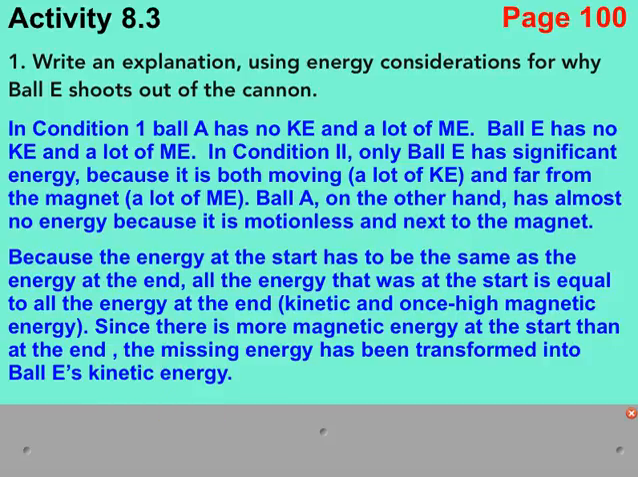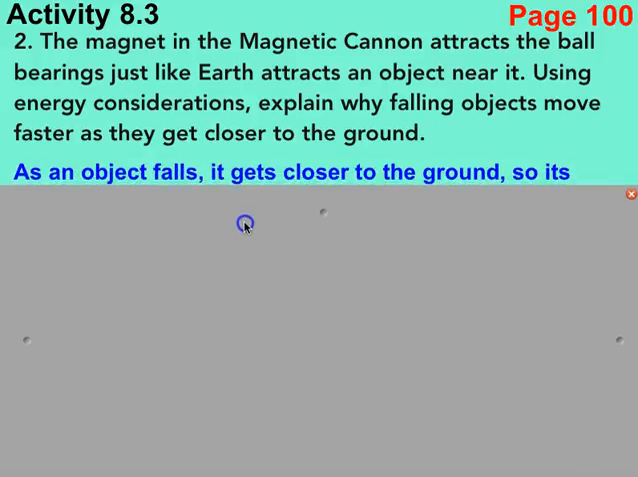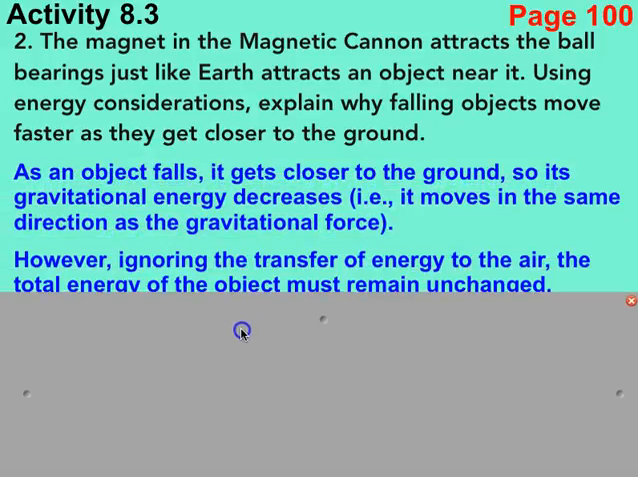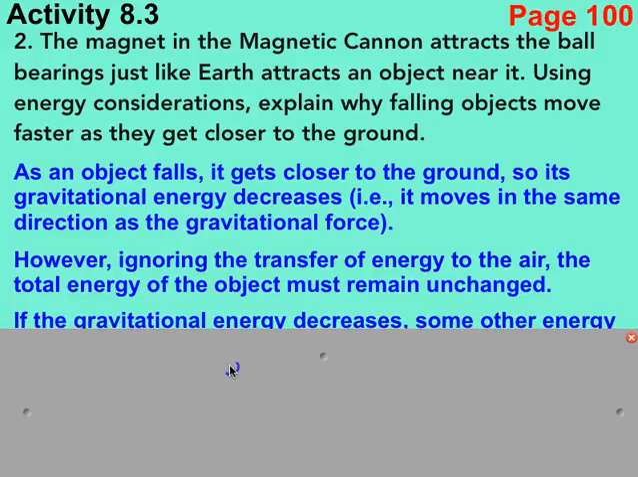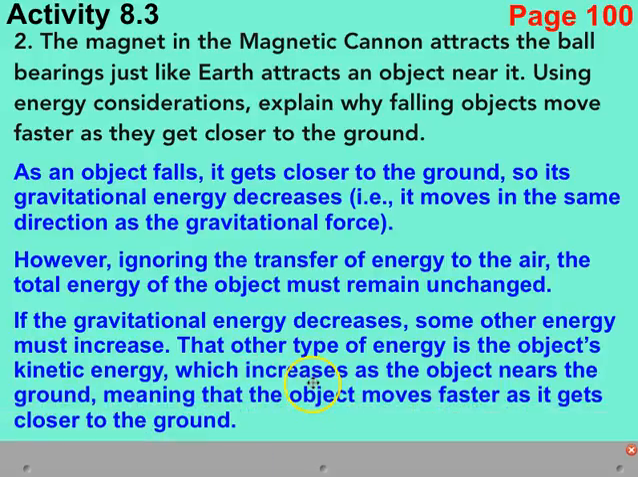All right. Then question 2. The magnet in the magnetic cannon attracts the ball bearings just like the Earth attracts an object near it. Using energy considerations, explain why falling objects move faster as they get closer to the ground. Well, as an object gets closer to the ground, its gravitational energy decreases. It moves in the same direction as the gravitational force. However, ignoring the transfer of energy into the air, the total energy of the object must remain unchanged. So if the GE is decreasing, then something must be increasing. In this case, it is indeed KE.